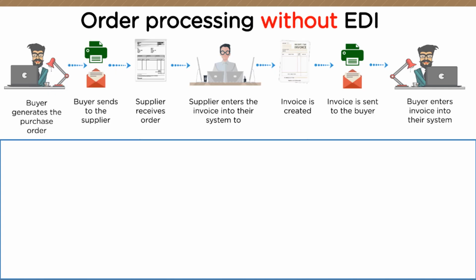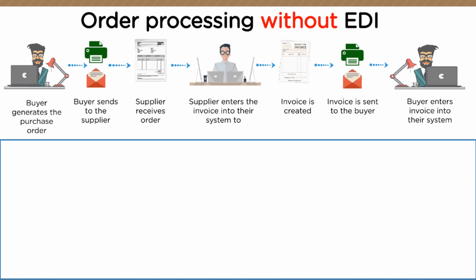So this is a good example of the ordering process without EDI. You can see we start with the buyer generating the purchase order, and then the buyer sends it to the supplier. The supplier receives the order and enters it into their system to issue the invoice. The invoice is created and then sent to the buyer. Then the buyer enters the invoice into their system to process the payment.